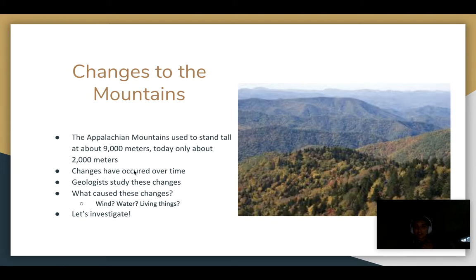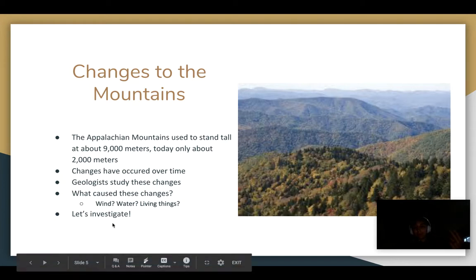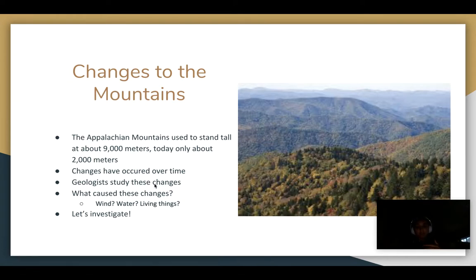So we're going to try and take our knowledge of what changes Earth's surface to come to a conclusion about what's happening with the Appalachian Mountains. So whatever's going on, these changes have occurred over time, so slowly, and geologists have been studying the Appalachian Mountains for a long time. We're going to think about, could it have been wind, water, living things, or even perhaps erosion that's causing these changes, and we're going to investigate.